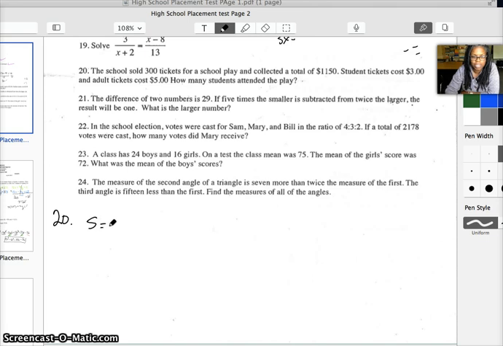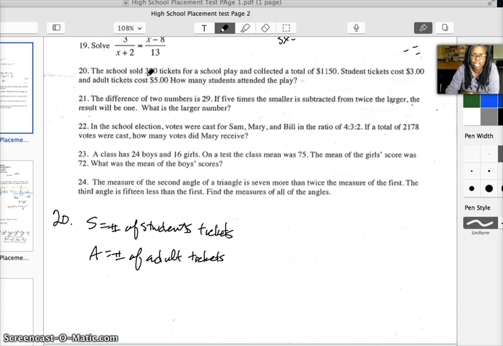So let S be the number of student tickets, always necessary to define your variables, and of course A is the number of adult tickets. I'm going to write the word tickets here and here. Now that I have that defined, I'm going to look for the number. The first thing we're going to talk about is the number of tickets, 300. So S plus A has to be 300. All right? Not 3,000, Dion, just 300.